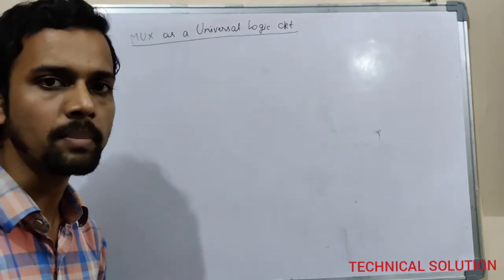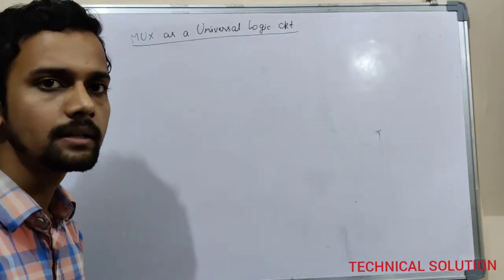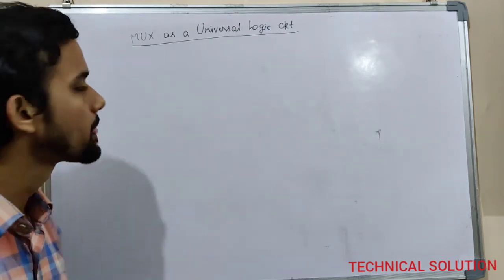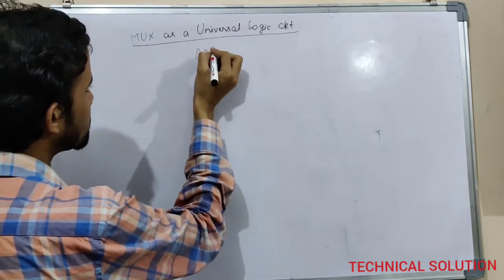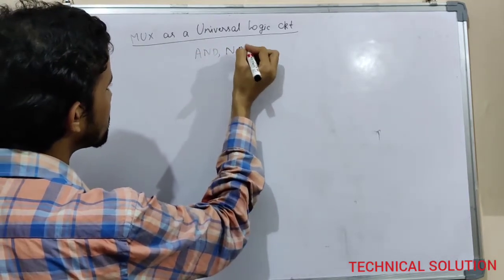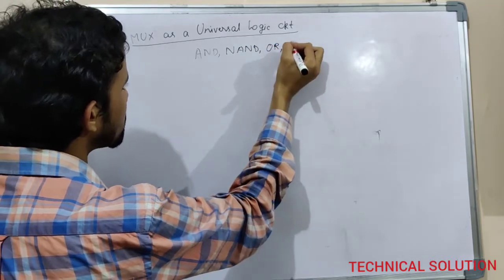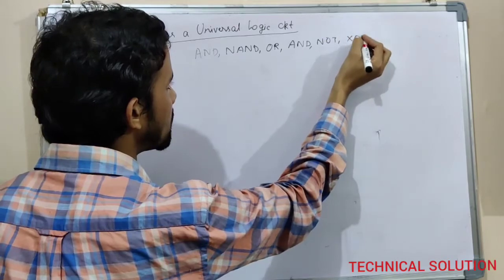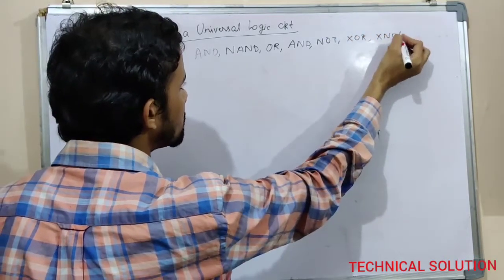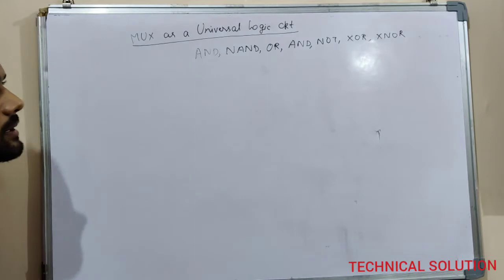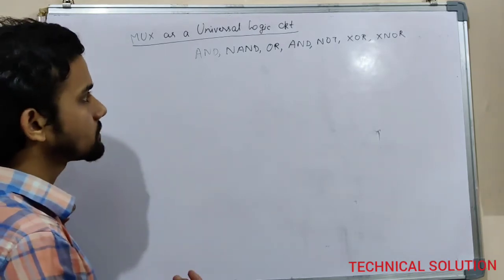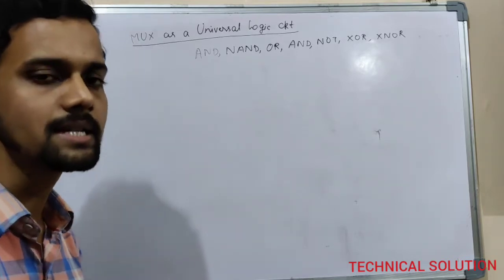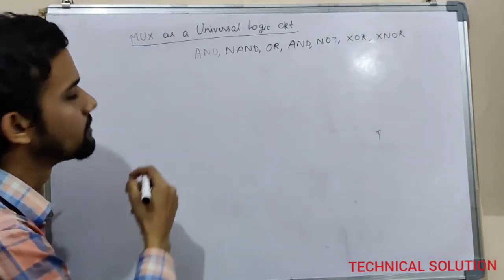If a circuit has the capability of realizing all logic gates, then it is known as a universal logic gate. So if we design all the logic gates, that is AND, NAND, OR, NOT, XOR, XNOR using this multiplexer, then we can say that it behaves like a universal logic gate. That means we can realize any circuit using this multiplexer.